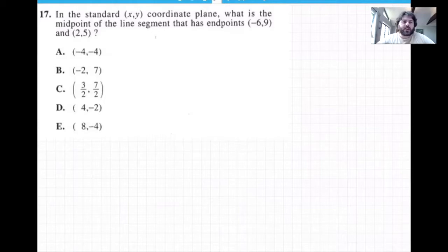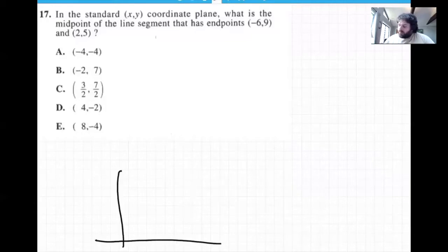Working number 17 here, it says in the standard XY coordinate plane, what is the midpoint of the line segment that has endpoints -6, 9, and 2, 5? Go ahead and pause the video. All right, so what is the midpoint? So we're looking for the middle.